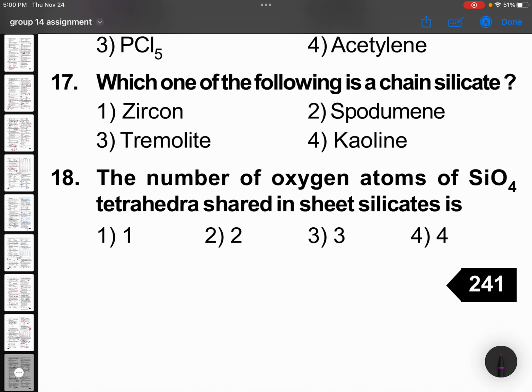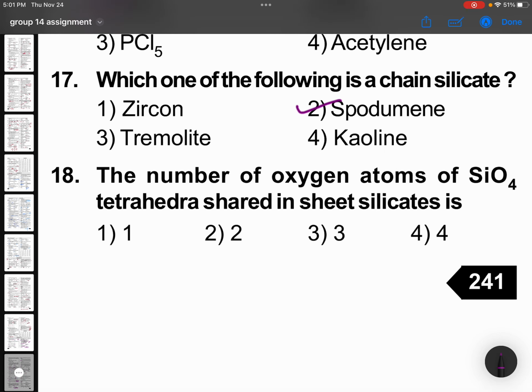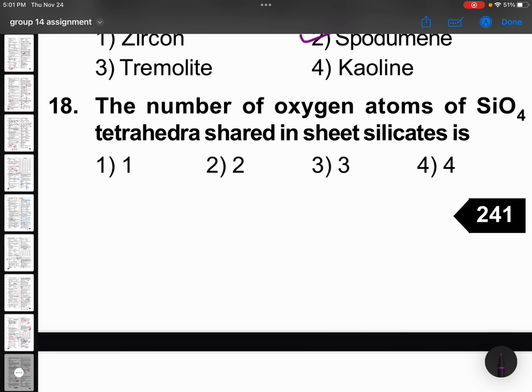Which one of the following is a chain silicate? Memory, spodumene. The number of oxygen atoms in SiO4 tetrahedral shared with sheet silicates. Okay, now SiO4 tetrahedral, it will be like this. Now, tetrahedral sheet silicates, remember this one. There are cyclic silicates, sheet silicates, 2-dimensional and 3-dimensional. In that you need to remember here 3 are attached.